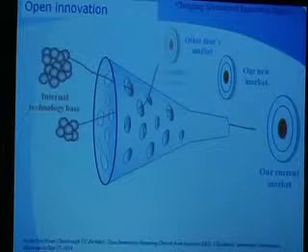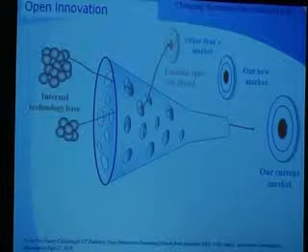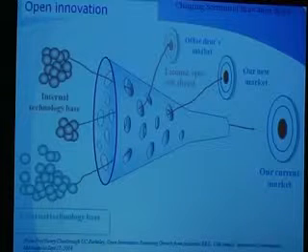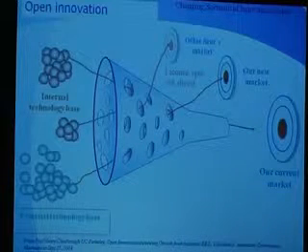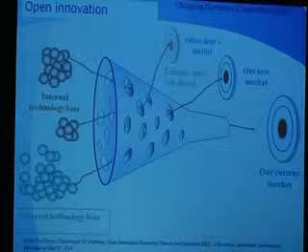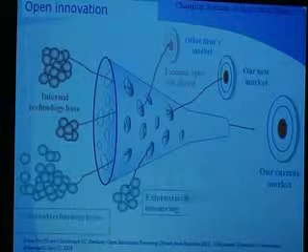There is an internal technology base, and it is licensing. It is spinning out. Then there is a collaboration with the universities, then a collaboration with the partners, then a collaboration with other companies, even a collaboration with the competitors.